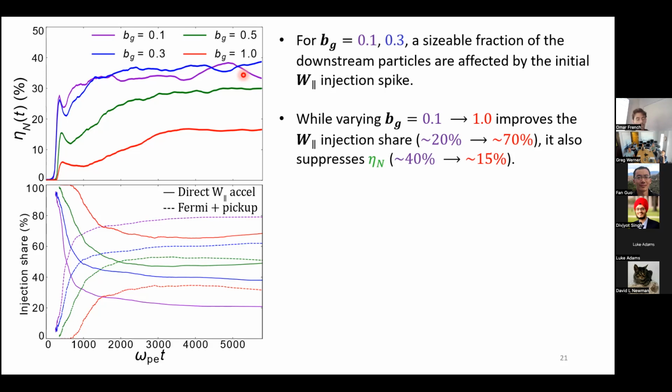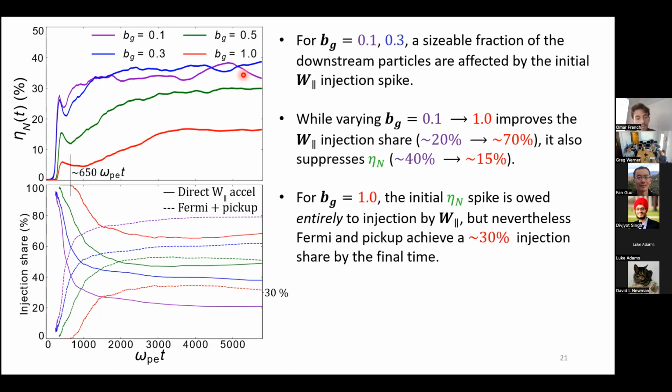In fact, while not shown, the total downstream particle population also declines with increasing guide field. And so the total number of particles injected by parallel electric fields actually declines a little bit, by about 25%.